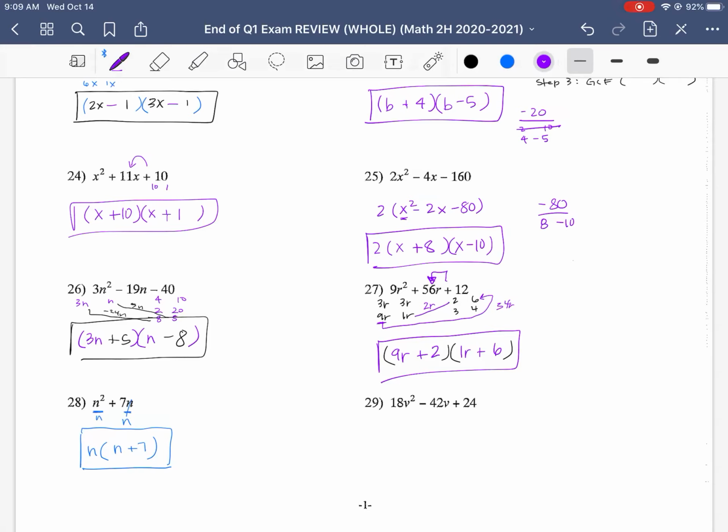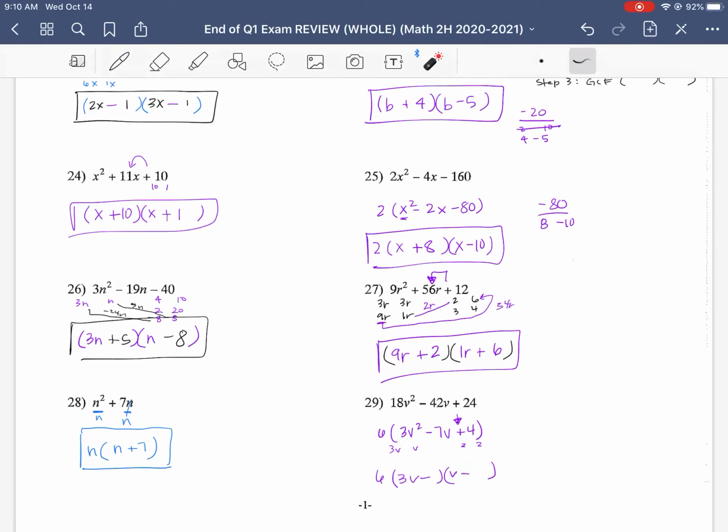29. Again, we look for a greatest common factor. In this case, it looks like it's 6, so we're going to pull a 6 out. That leaves us with 3v squared minus 7v plus 4. Again, we go ahead and pull this apart. So in this case, it looks like 3v and v are the only options there. Our signs tell us that they're both going to be negative, right? Because that's positive there.